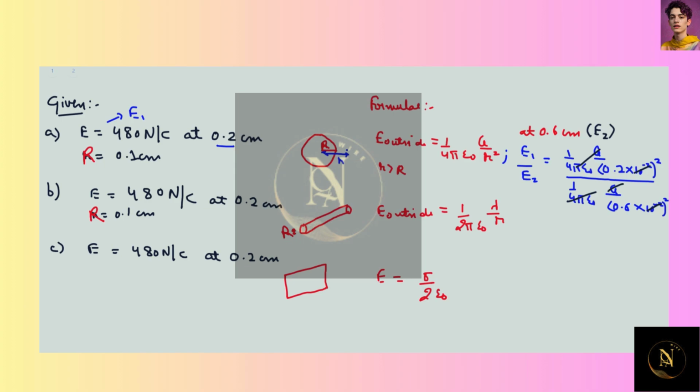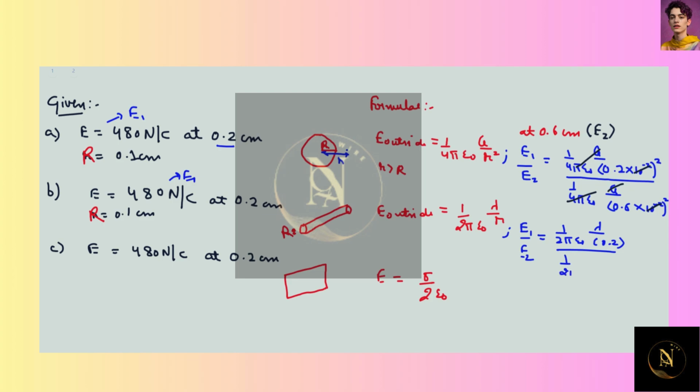Similarly for part B, the radius is 0.1 centimeter, so we are outside the cylinder. Outside the cylinder we have this formula again, so we can use the same technique. E1 over E2: E1 we know is 480, with r1 equal to 0.2, so this would be 1 over 2 pi epsilon naught lambda by 0.2.